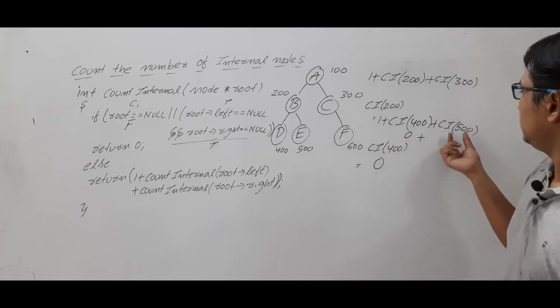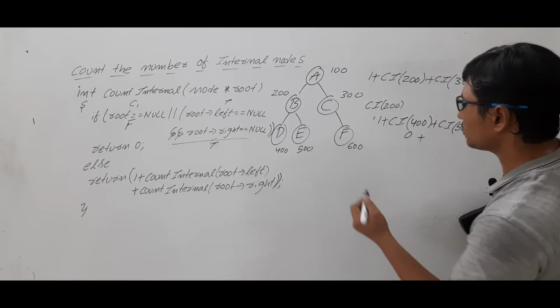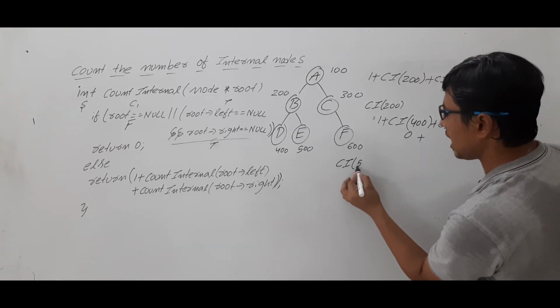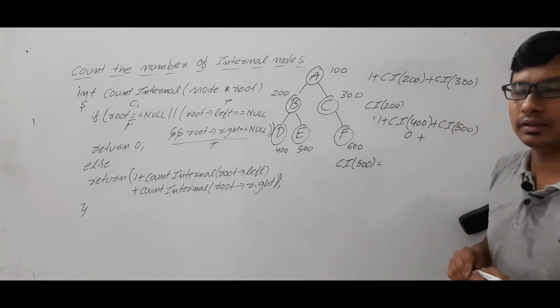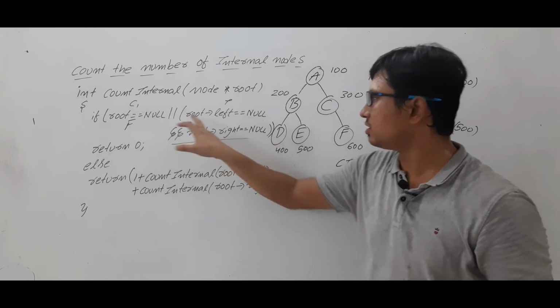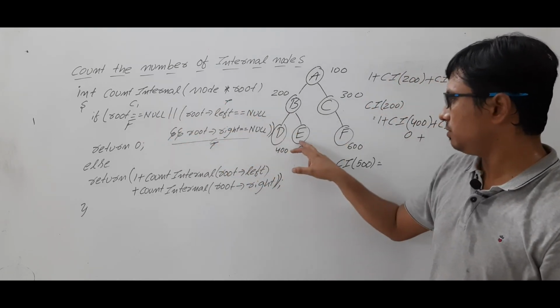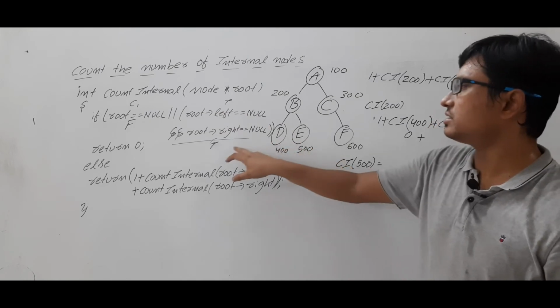Plus count internal nodes with value 500, what will happen? Again the same thing will happen. Check it. You are getting the value here is 500, so this is false. Root of left, 500 left is null, so this is true. 500 right is null, so this is true.